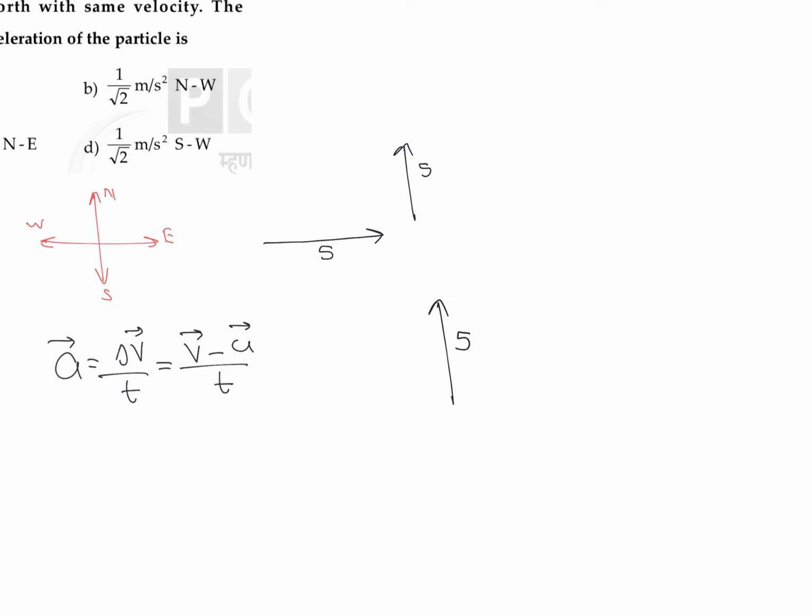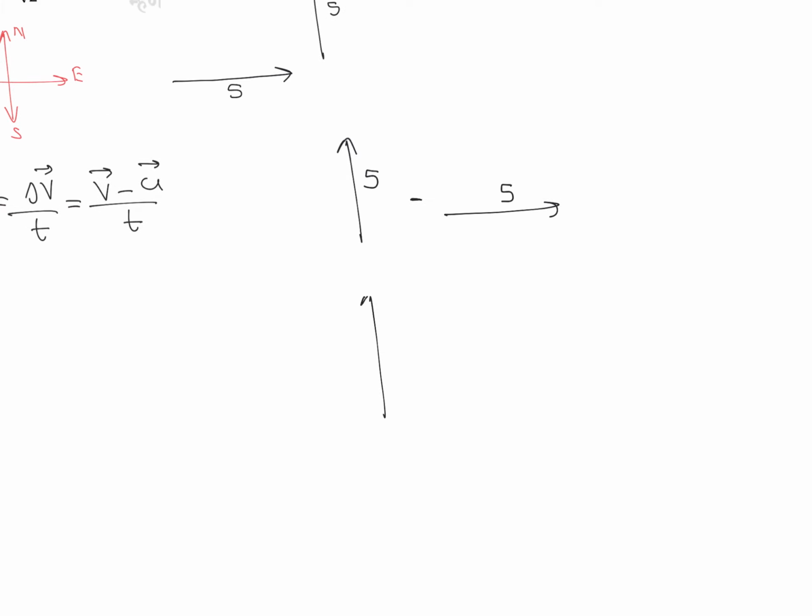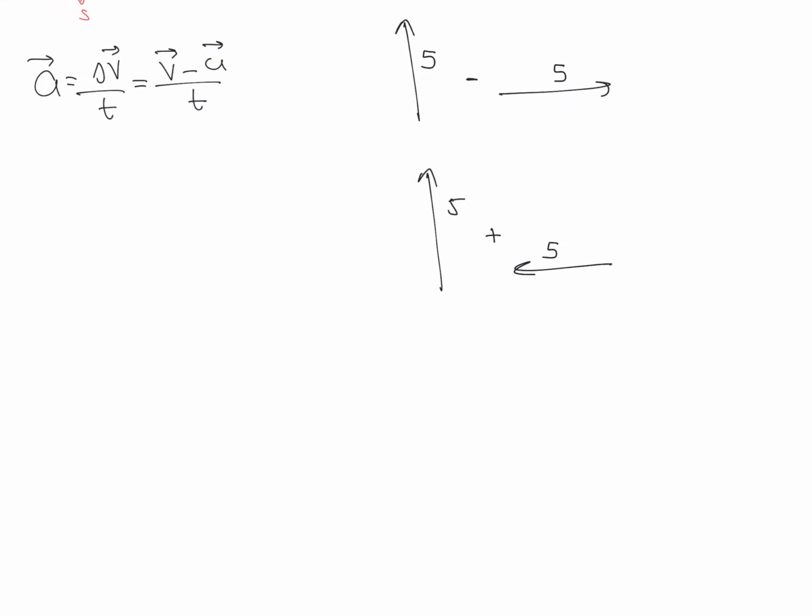So we can write, this is our final velocity vector, and we need to subtract from this the initial velocity vector. So this 5 vector minus this vector is 5 vector plus minus of this vector. So we can write this as 5 vector plus this 5 vector. This is going to give a resultant vector with a magnitude of 5 root 2, because when two vectors have the same magnitude and the angle between them is 90 degrees, the resultant is 5 root 2.